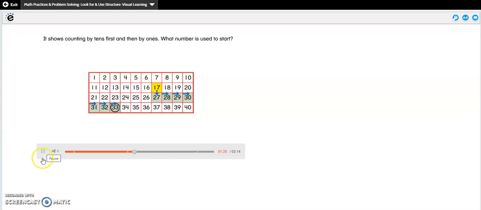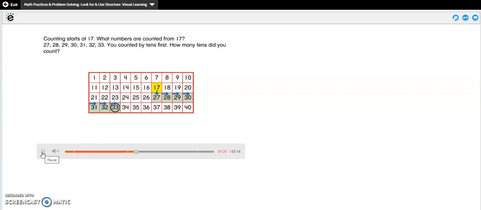What number is used to start? Okay, what number did we start at? The number that we started at is the yellow number. We started at number 17. Counting starts at 17. What numbers are counted from 17? 27, 28, 29, 30, 31, 32, 33. You counted by tens first. How many tens did you count?